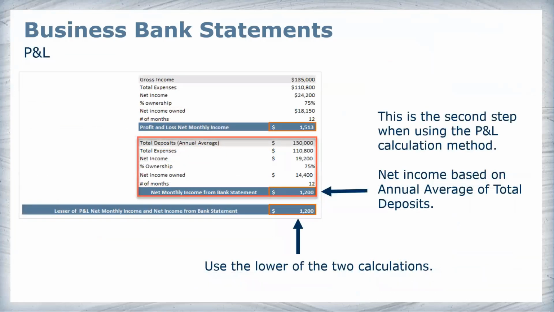The $130,000 then will populate in total deposits annual minus the total expense from the P&L. And then the percentage of ownership will be calculated to give you the net income owned, and the number of months on the P&L method is always 12. So after both of these steps, the method is calculated and you will use the lesser of the two. The number will automatically populate on the bottom, comparing it to the income reported from the 1003.